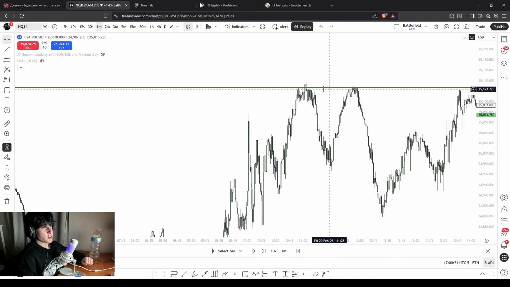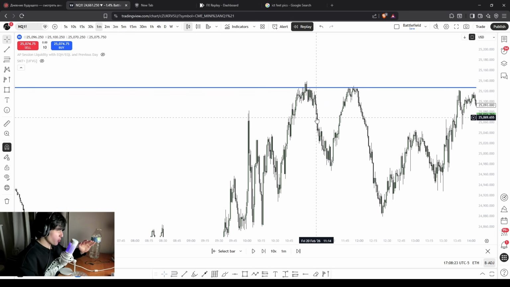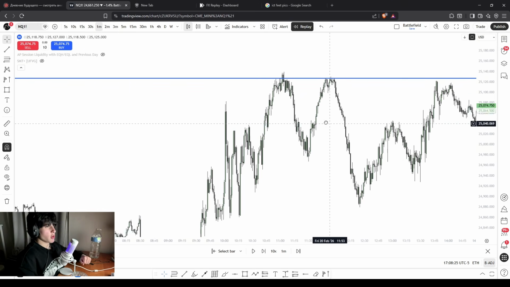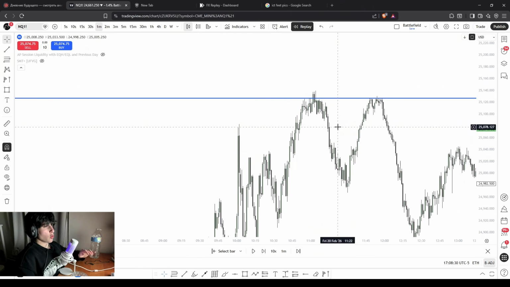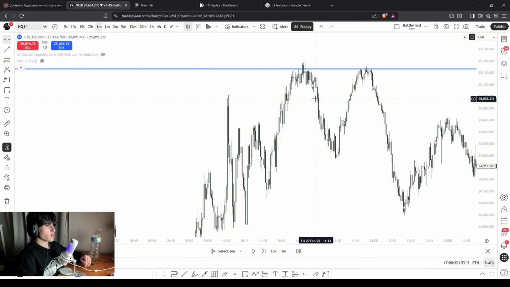And as you can see, price respects this level. It gives pretty good reactions off of it. So how do you trade around it? You wait for lower time frame confirmations. Using concepts like IFVGs, order blocks, you can apply 2022 model.